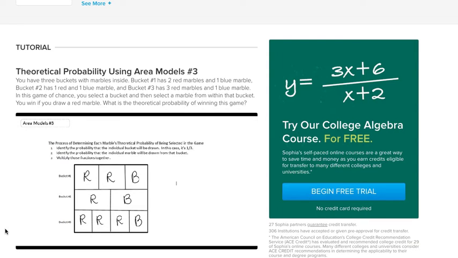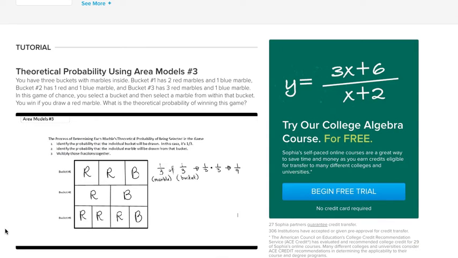Now we get to the more difficult math, where we need to figure out what is each marble's theoretical probability of being selected overall in this game. Or more accurately, what does each individual rectangle represent as a fraction of the total? So here's the process we'll use. First, we need to identify the probability that the individual bucket will be drawn. We've already done that. It's 1/3. Second, we need to identify the probability that the individual marble will be drawn from within that bucket. And then we're going to multiply those fractions together.